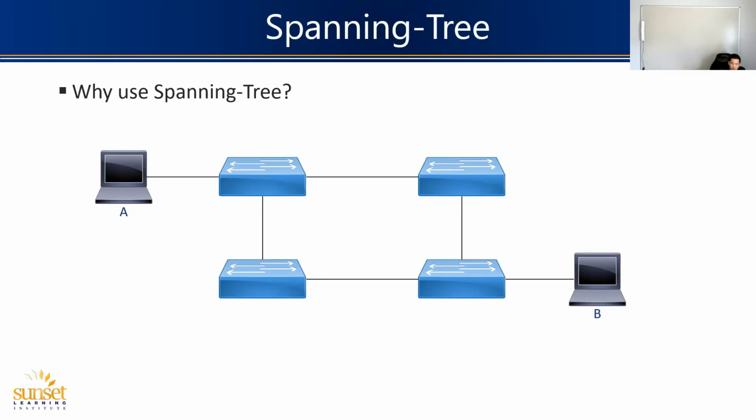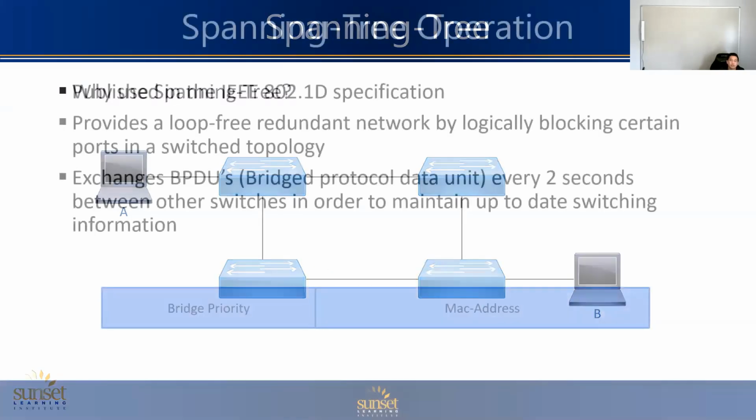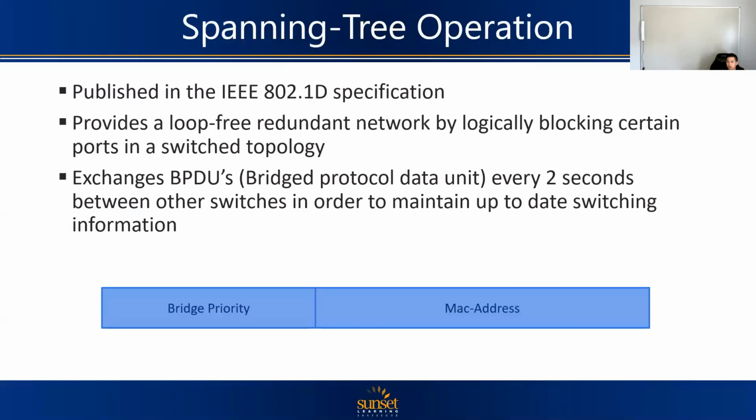Now, there's a couple of things about spanning tree that we need to realize though, okay? It was published in the IEEE 802.1d standard. This is a very old standard, okay? And I will detail exactly some of the behavior of spanning tree with 802.1d. It is not the best version of spanning tree, but it is kind of the default spanning tree version that's running on all of our switches, okay? It does provide a loop-free redundant network.